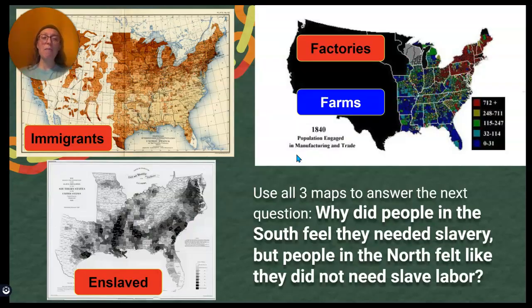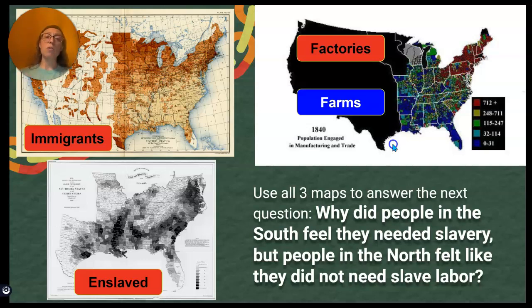Put the two together, the place where you have factories in the North, who's working there? Immigrants or enslaved people? And in the South, where you have more plantations, who's working on the plantations? Is it immigrants or enslaved people? So people in the South felt they needed slavery in order to have people to work in the fields.